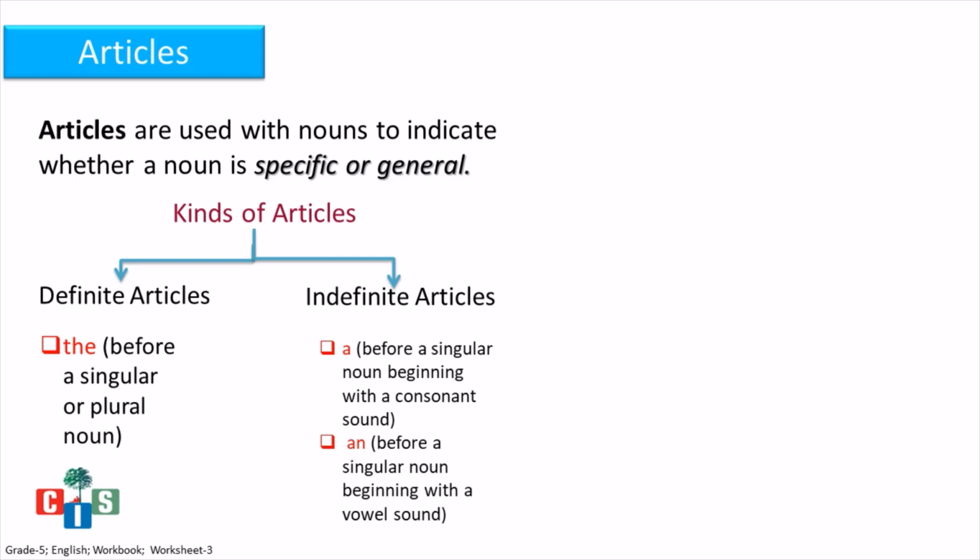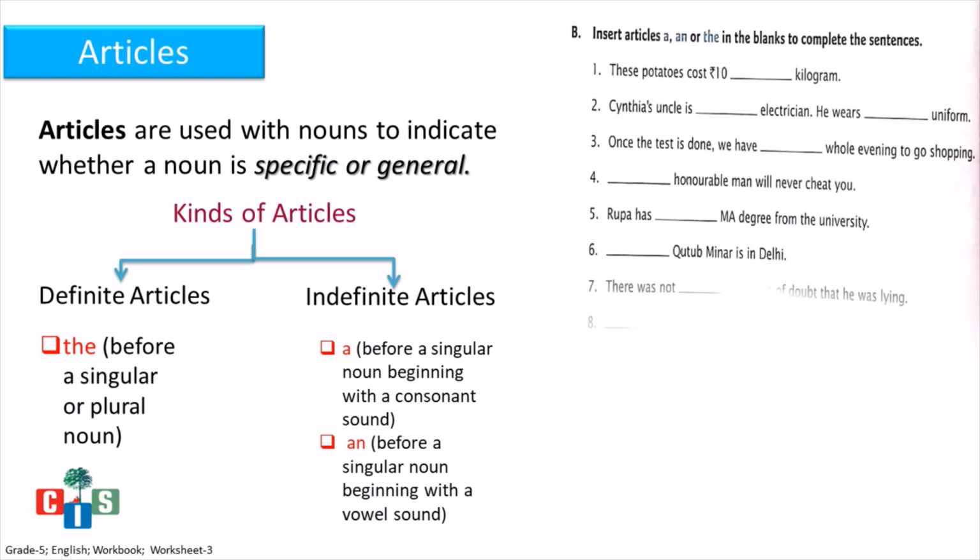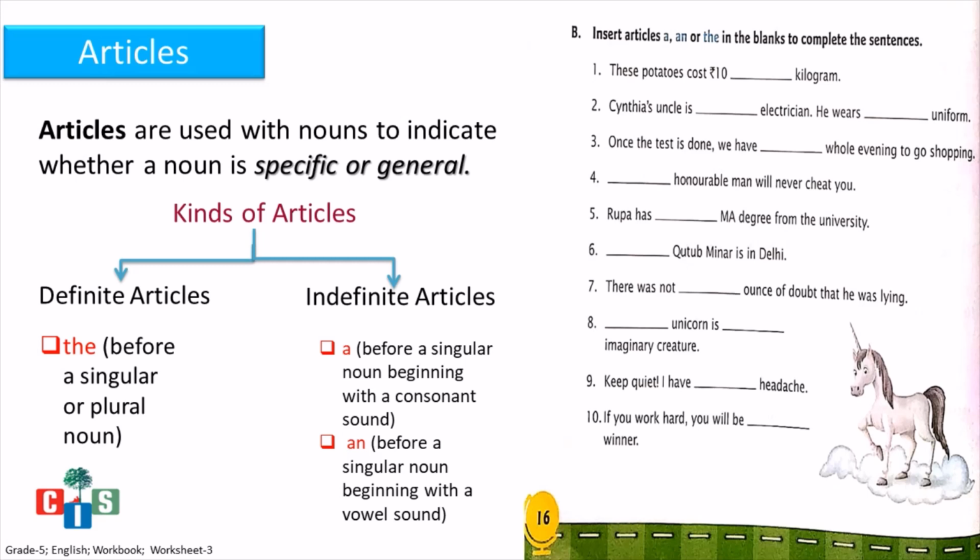Then the second one is an. An is an article which is used before a singular noun beginning with a vowel sound, but that noun should start with a vowel sound. The difference between a and an: both are indefinite articles, both are used before a singular noun, but one will be used before a consonant sound and the other will be used before a vowel sound. Okay, related to articles, you have one exercise on page number 16.